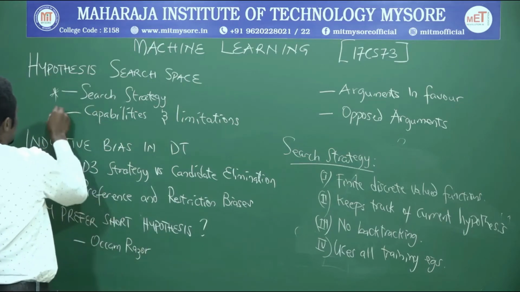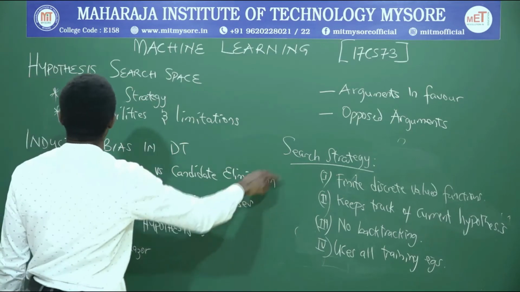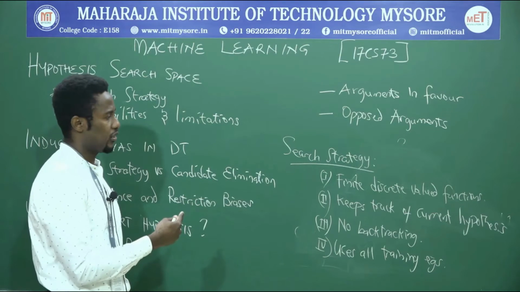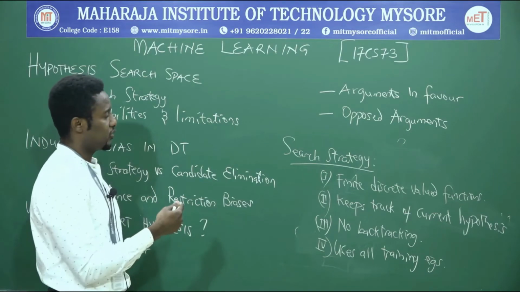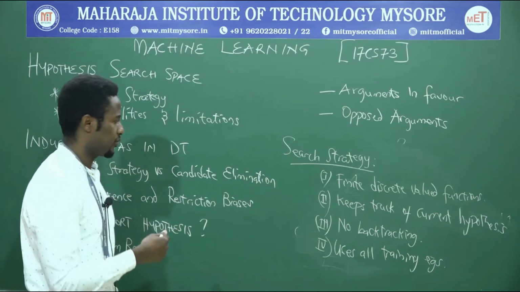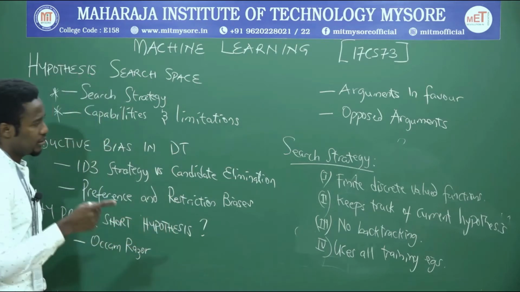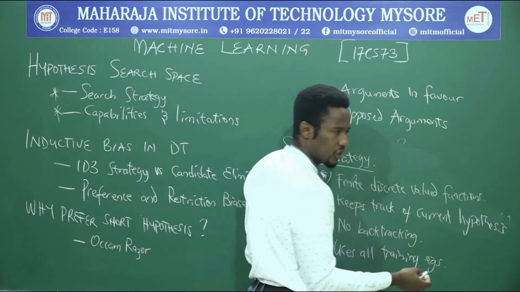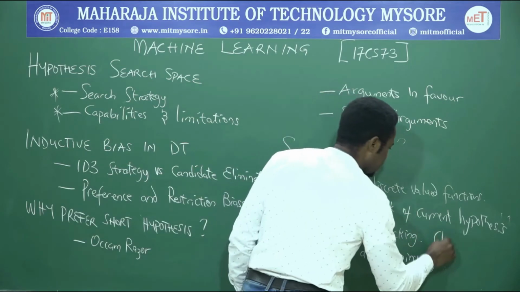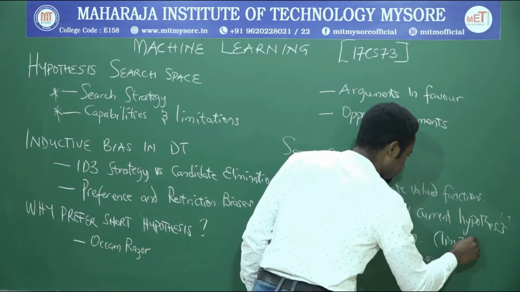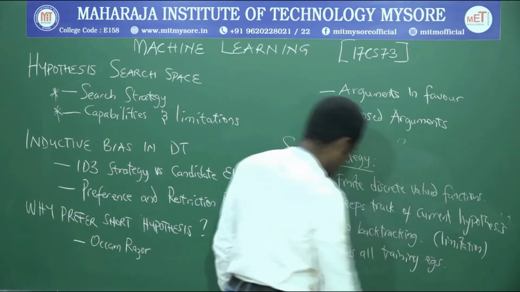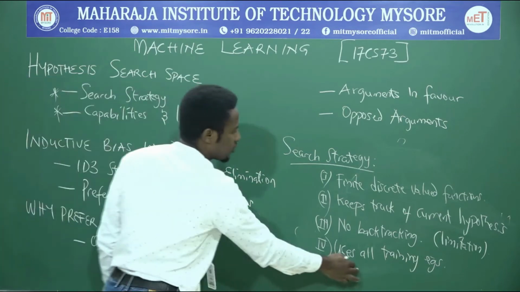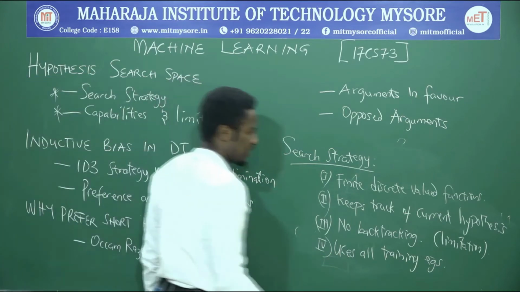With this, you can try to see what might be the limitations. We explained the search space and limitations together. So I want you to figure out the limitations of the ID3 search strategy. The limitation here is no backtracking. Is it a limitation? Yes, it's a demerit. Now, it's capable of taking all the training examples. Yes, so this is an advantage.